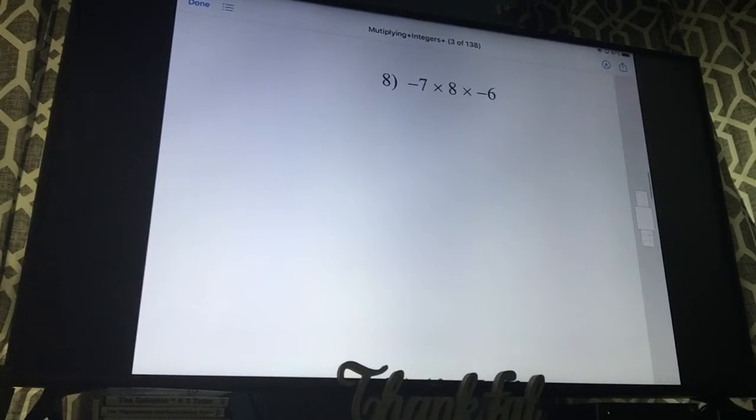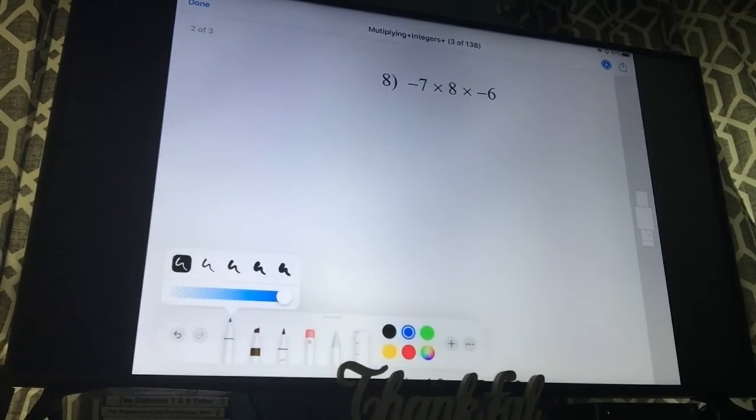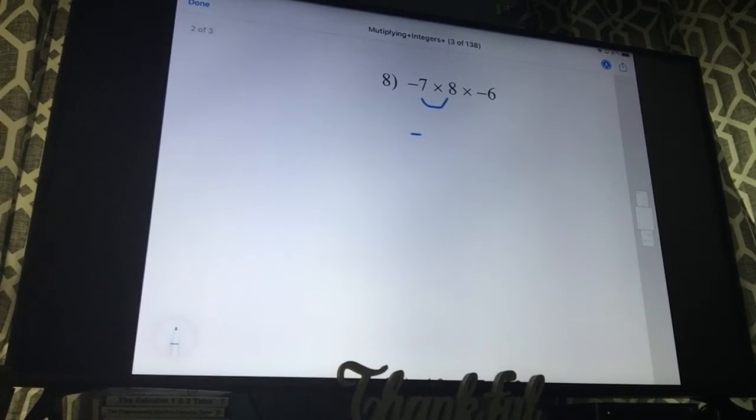Okay, number 8. You can do these in chunks. If you're using your calculator, you can just type it all in at once. If you are doing it on your calculator, please make sure that you are using that plus minus button. So negative 7 times negative 8 is negative 56. Okay, and then we still got to carry this part down. So times negative 6 is going to be positive 336.